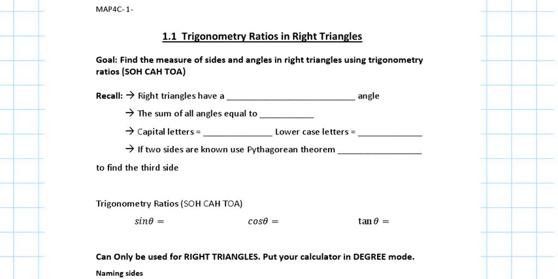Okay, so we're going to start with our first unit of MAP4C. This is where we're going to start the evaluation. The first unit, as I told you before, is going to be trigonometry, a study of triangles. We're going to start with the study of right triangles, which we did go over some of on Friday in the review.